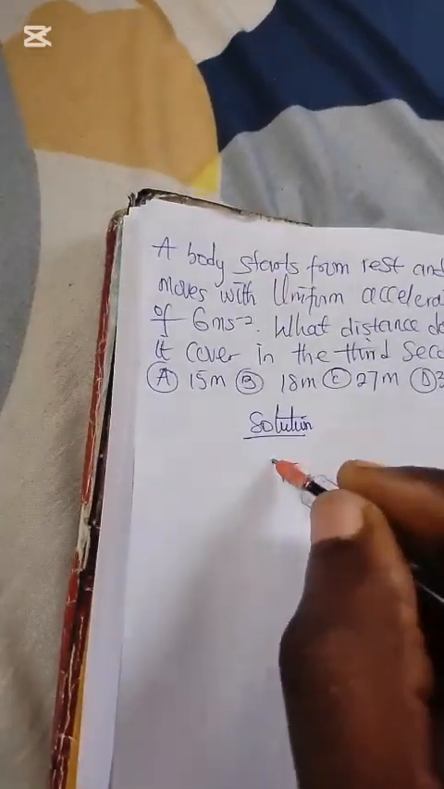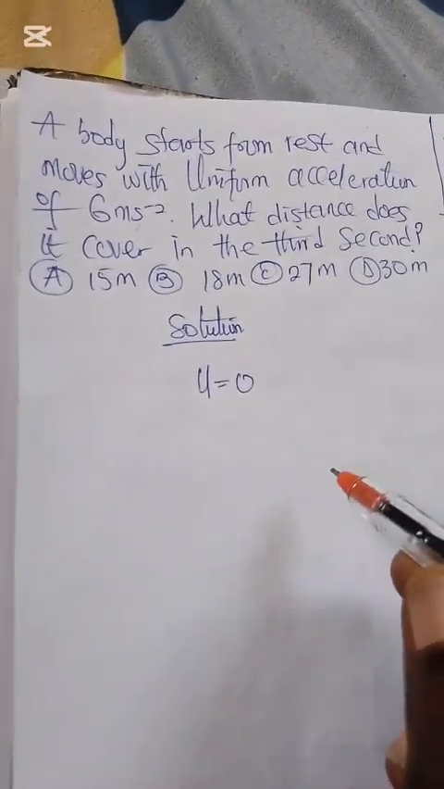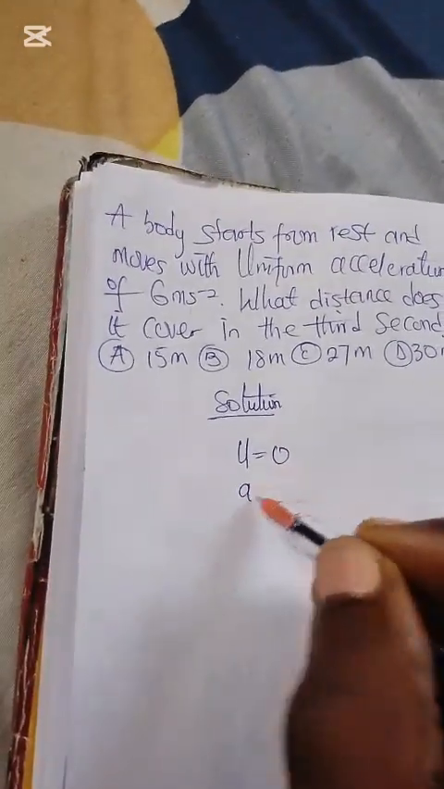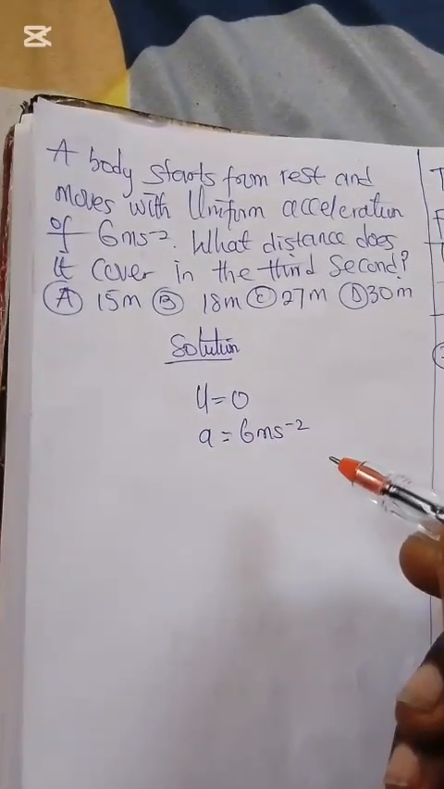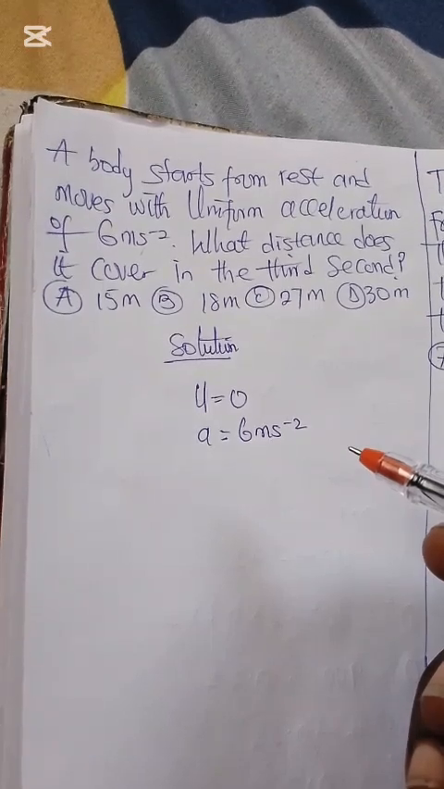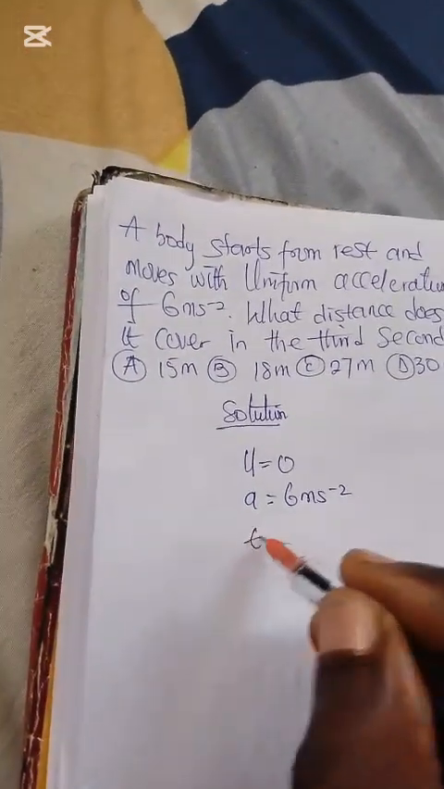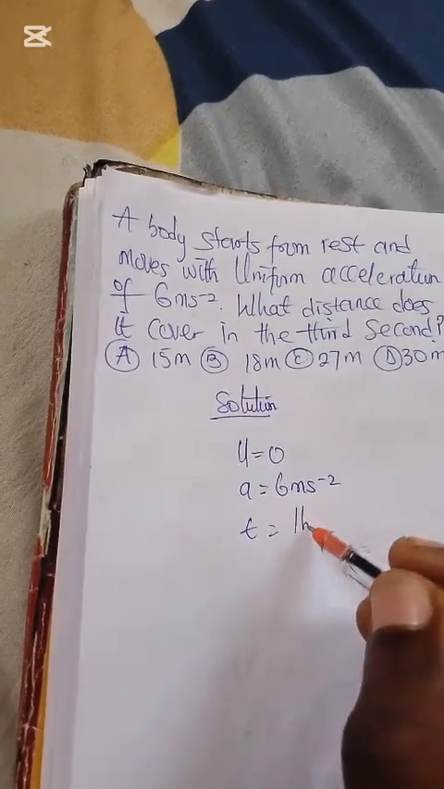Starts from rest, you have initial velocity to be 0. And moves with uniform acceleration. So the acceleration here is 6 meter per second square. Then I ask us to calculate, so what distance does it cover in the third second? So the time here will be not 3 seconds, but just say third second.